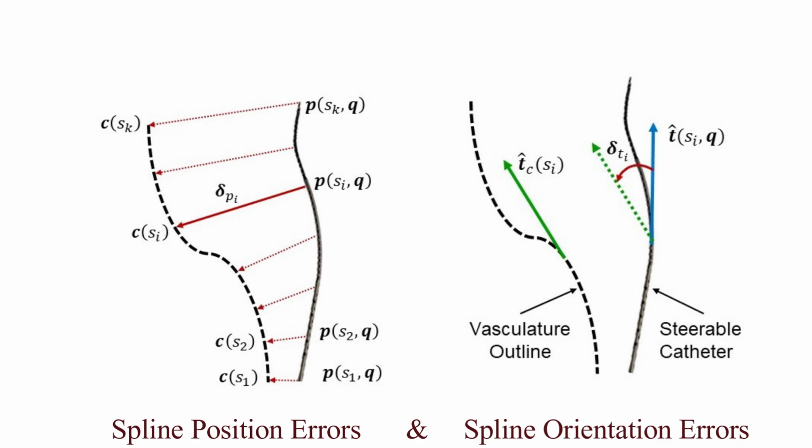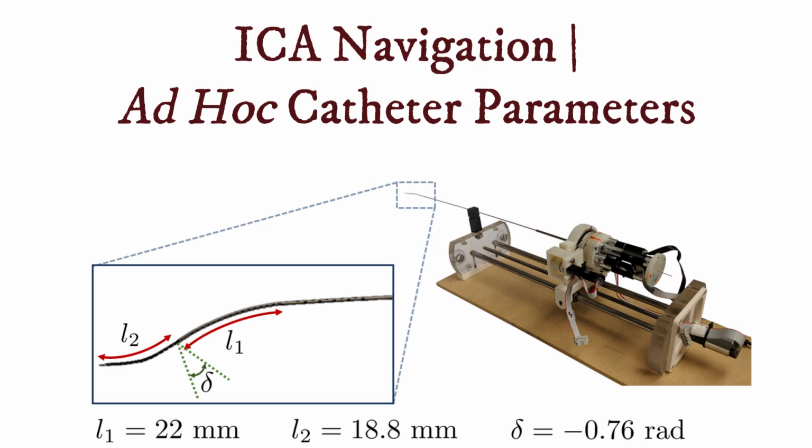When steering the robotic catheter along the ICA, our goal is to closely match the local shape of the vasculature. To do so, we solve for the joint values that minimize the local position and orientation errors along the inserted length. We validate our path planning algorithm by simulating catheter insertion into the ICA and evaluating the resulting position and orientation errors. First, we evaluate our ad hoc catheter design with unoptimized geometric parameters.